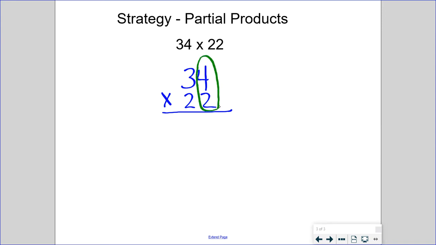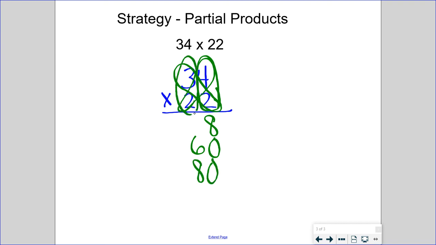So I'm first going to start by doing 4 times 2, which equals 8. And this is where you're going to say, what in the world is she doing? And then I'm going to do 30 times 2, which equals 60. Then I'm going to do 20 times 4, which equals 80. Then I need to do 20 times 30, which gives me that 600.